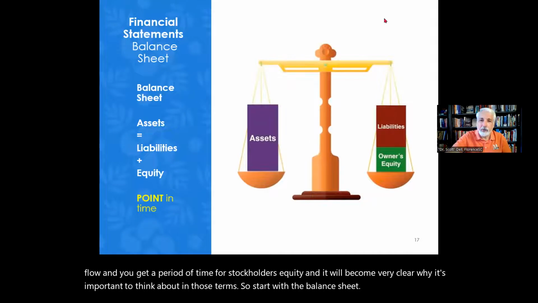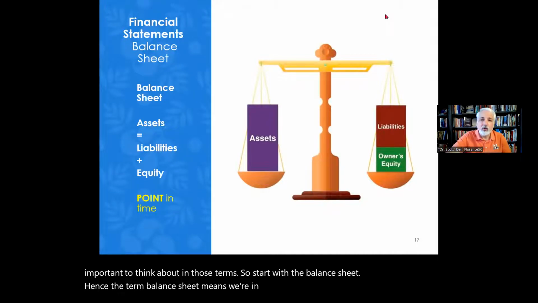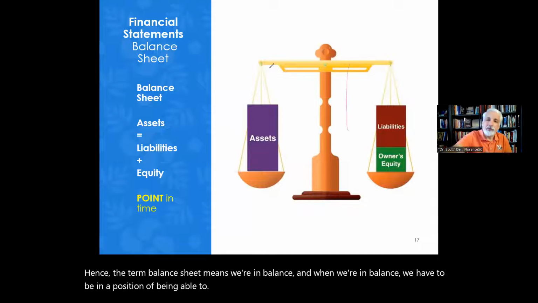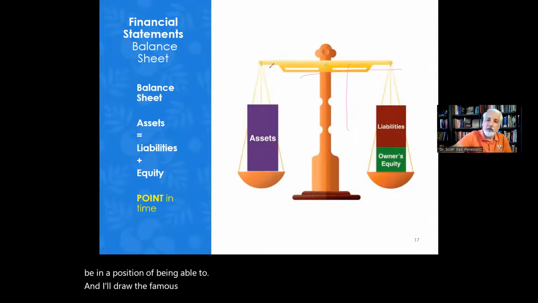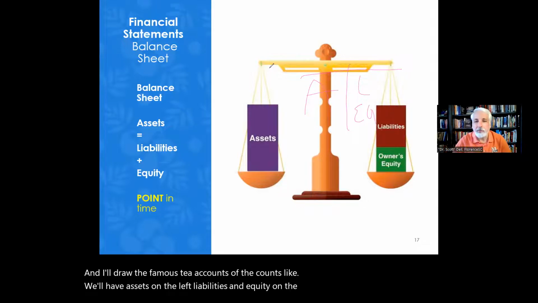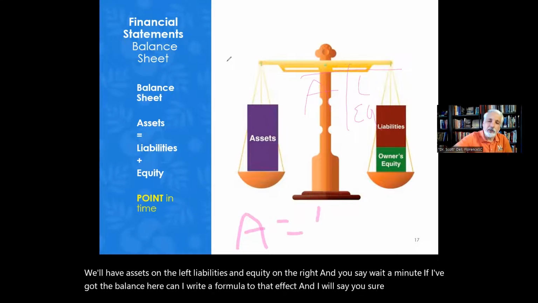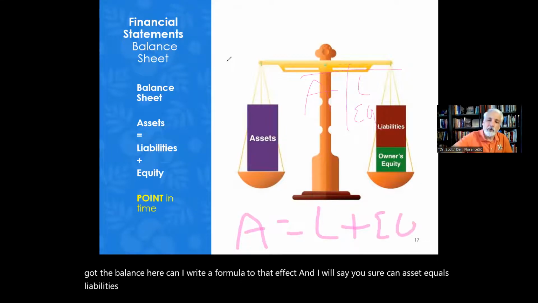Hence, the term balance sheet means we're in balance. I'll draw the famous T accounts that accountants like. We'll have assets on the left, liabilities and equity on the right. And you say, wait a minute, if I've got a balance here, can I write a formula to that effect? And I will say, you sure can. Assets equals liabilities plus equity.